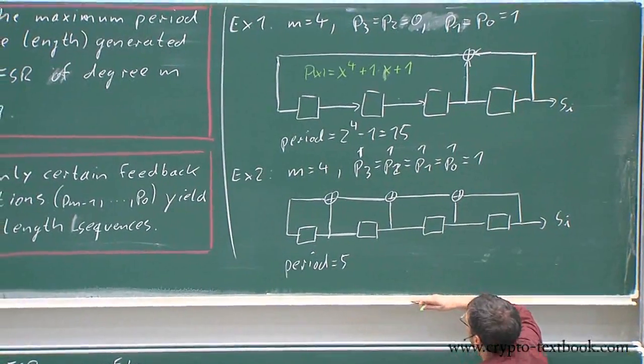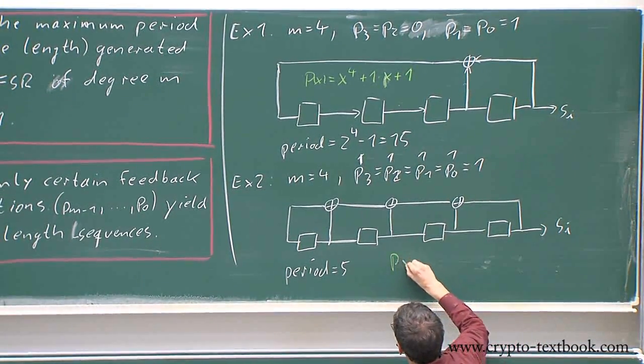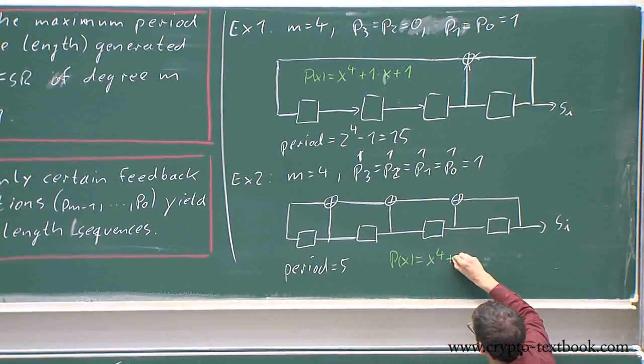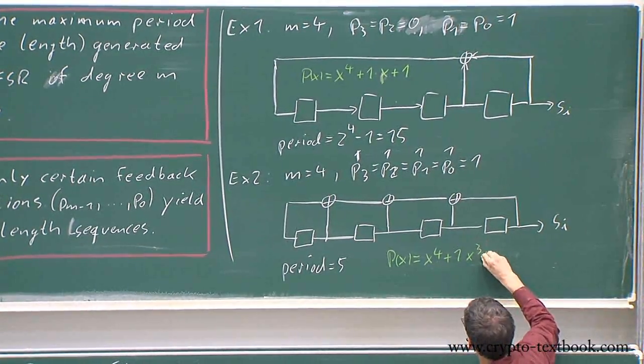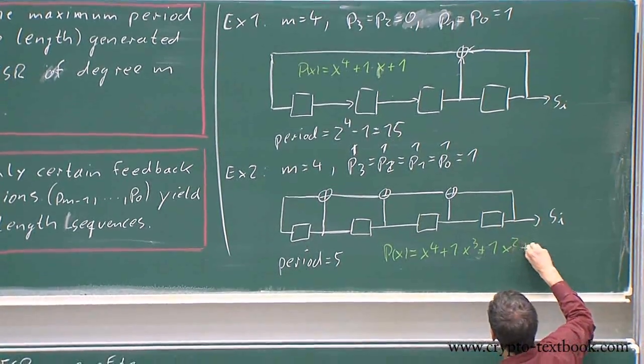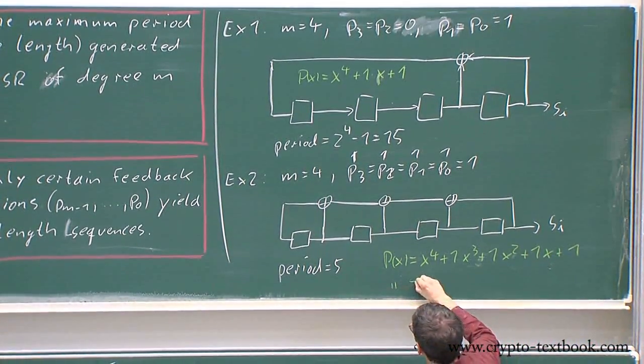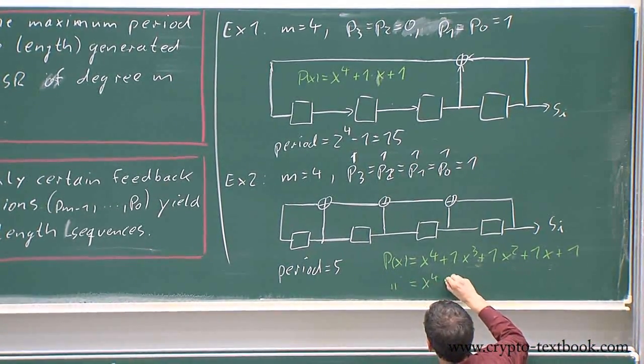The polynomial for this baby here is p(x) equals 1 times x to the 4 plus 1 times x cubed plus 1 times x squared plus 1 times x plus 1. And of course, you can drop most of the ones here.